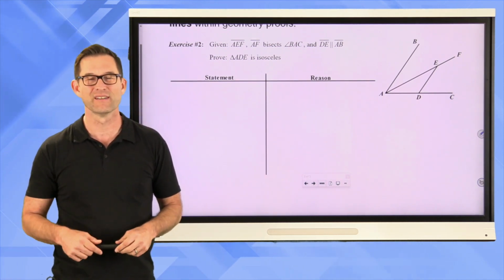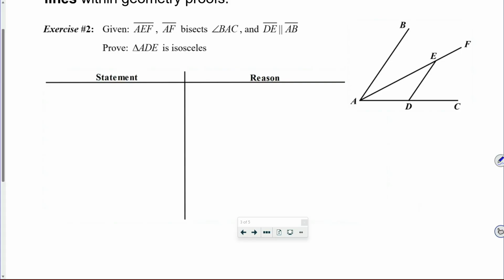Let's take a look at exercise number 2. Given segment AEF, segment AF bisects angle BAC, and segment DE is parallel to segment AB. Prove that triangle ADE is isosceles.